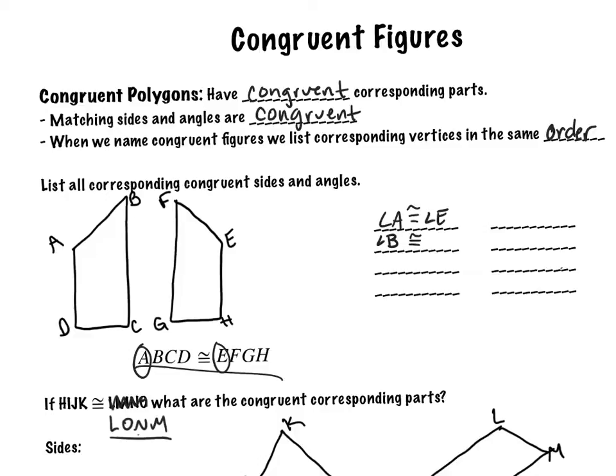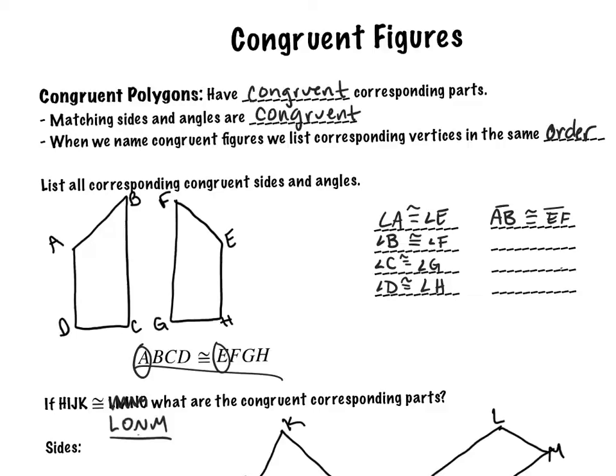So B has to be congruent to what? F, just going in that same order. And C has to be congruent to G. And then angle D is congruent to angle H. Same thing with the sides. AB is going to be congruent to what side? EF, because I want to go in the same order. Since A and E correspond, that's what goes first.